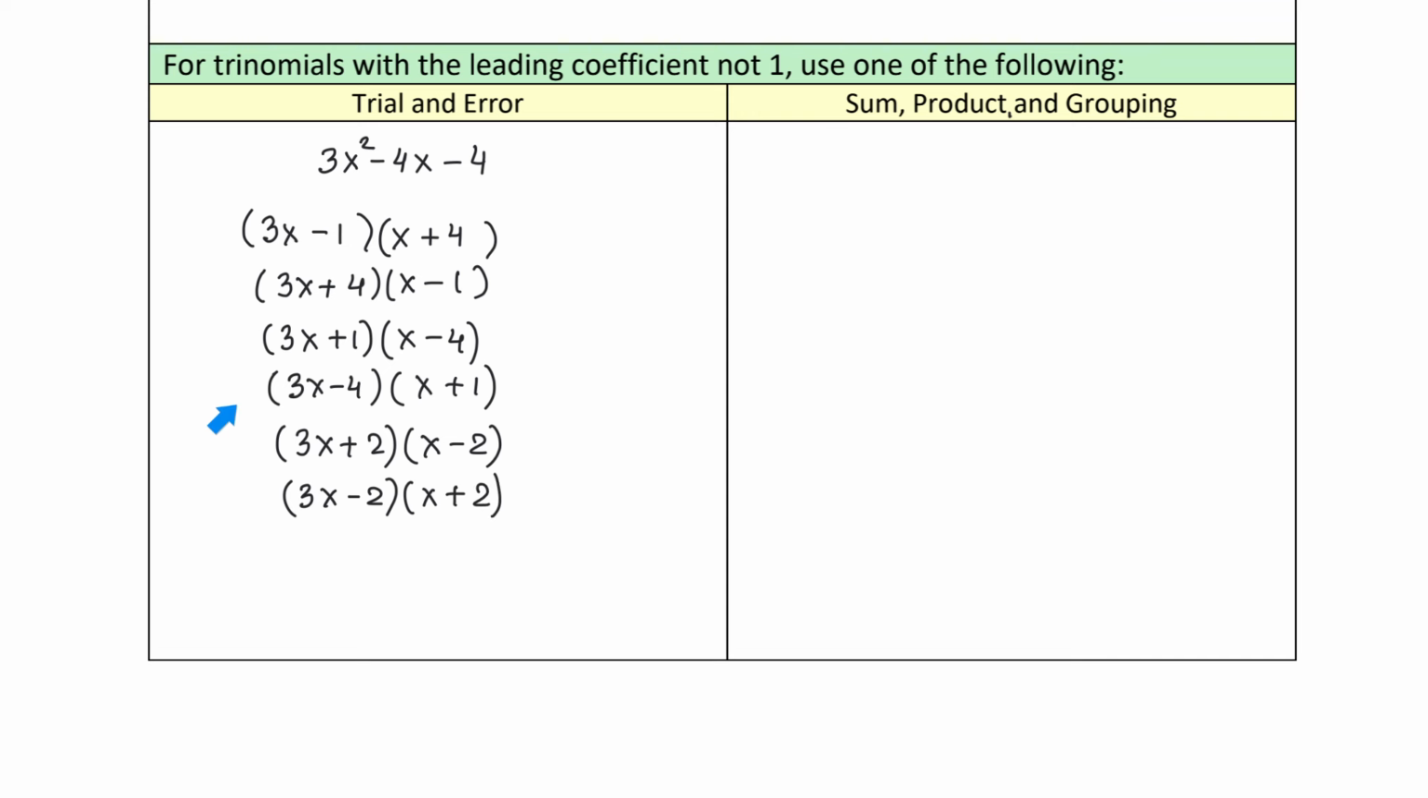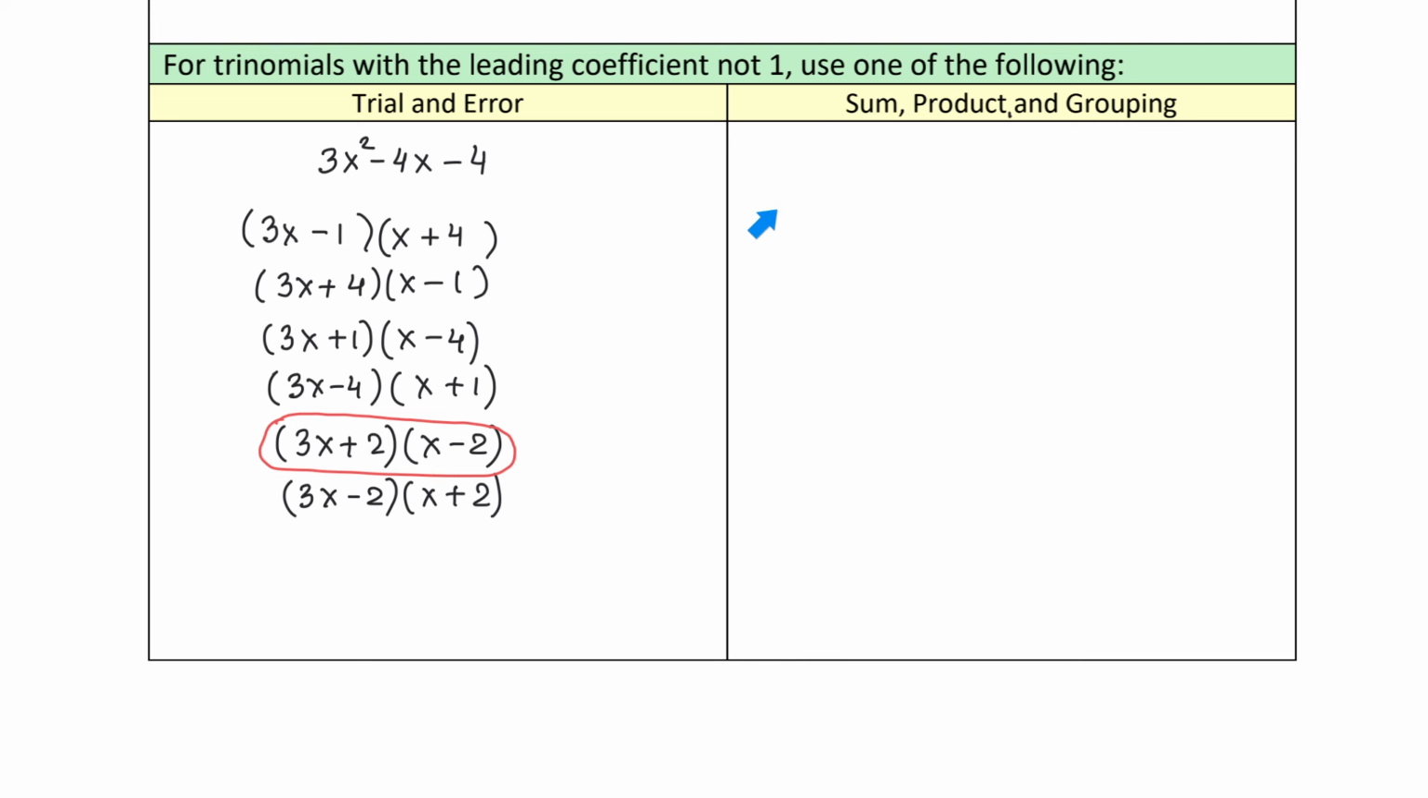Now, out of all these products, if we use FOIL, only one will result in 3x squared minus 4x minus 4. And that is 3x plus 2 times x minus 2. And this is because 3x times x is 3x squared, 3x times negative 2 is negative 6x, 2 times x is 2x, and negative 6x plus 2x is negative 4x. Then 2 times negative 2 is negative 4.